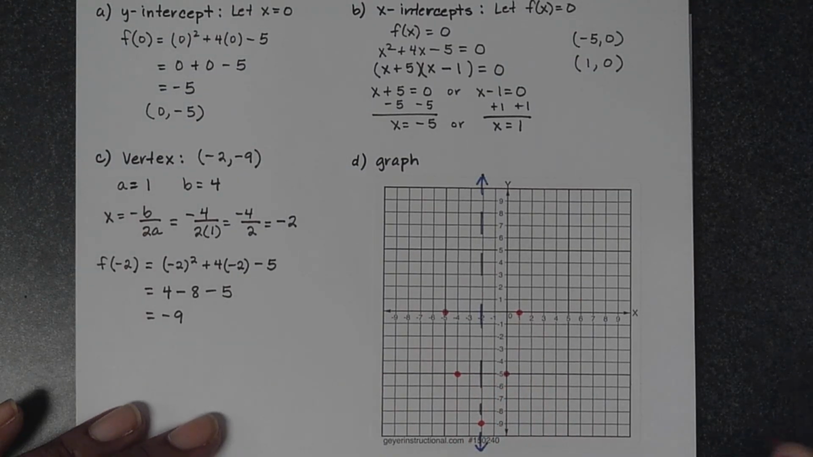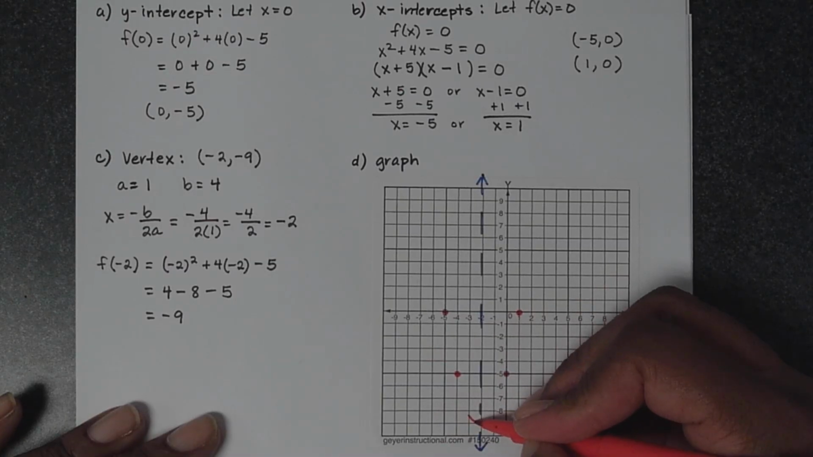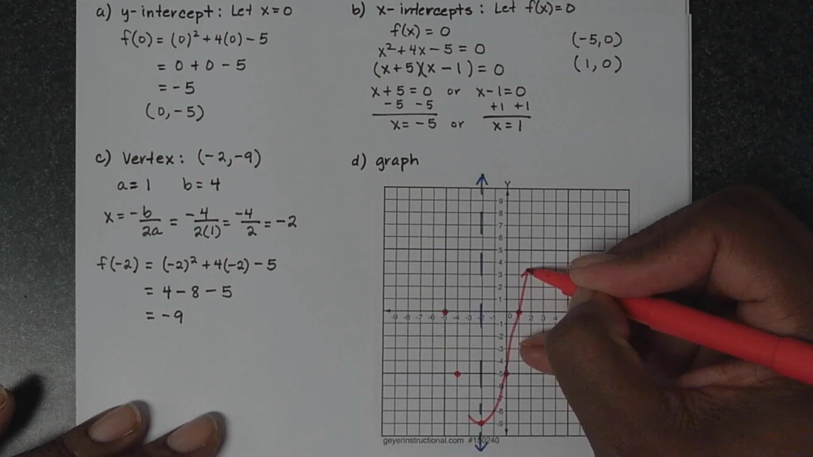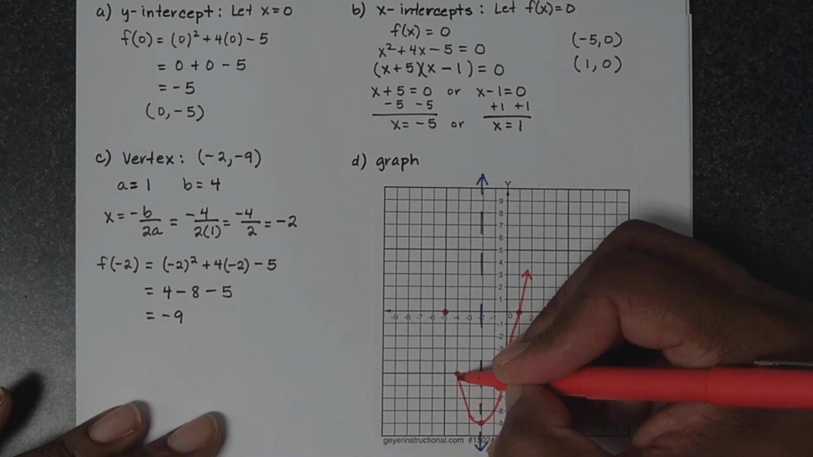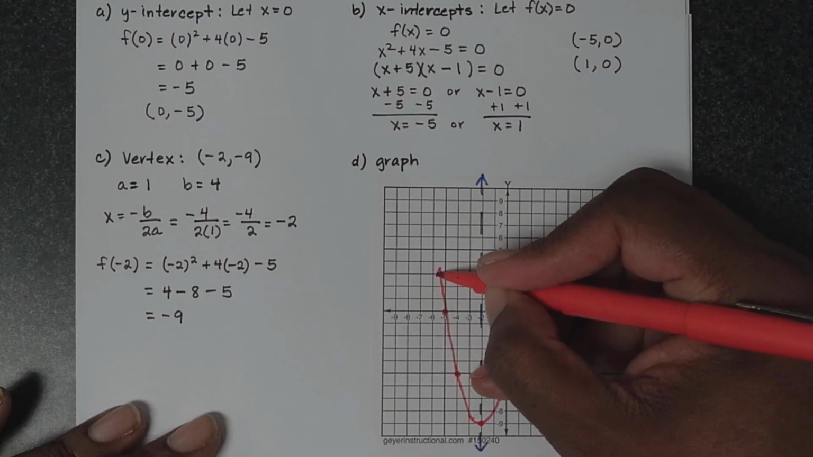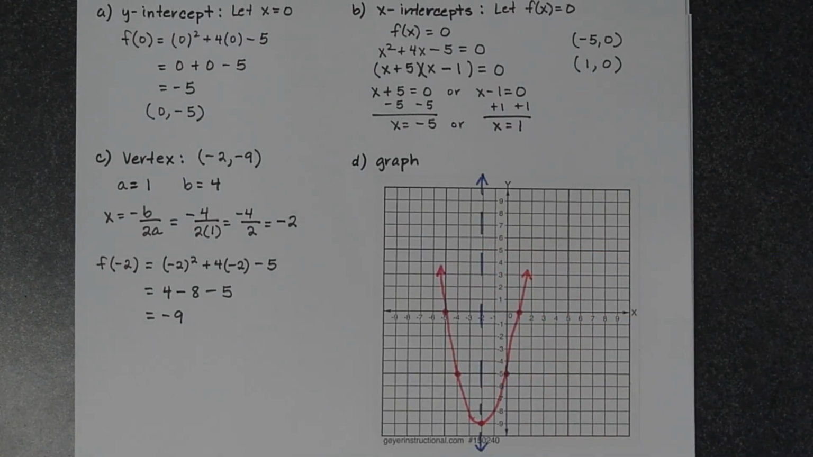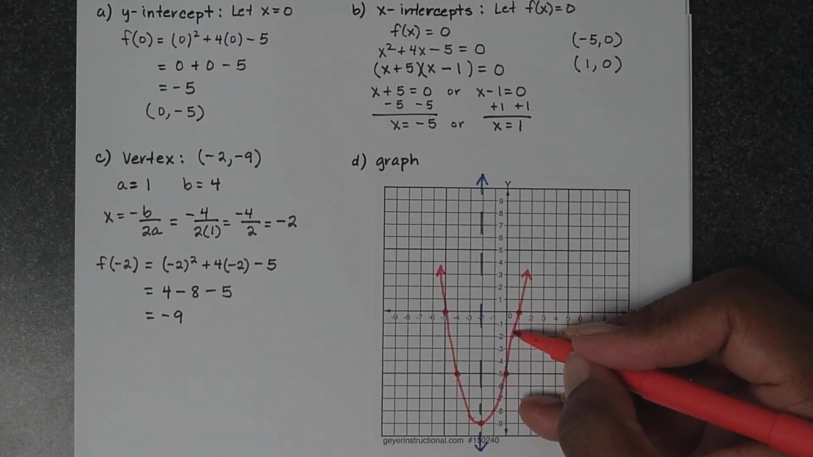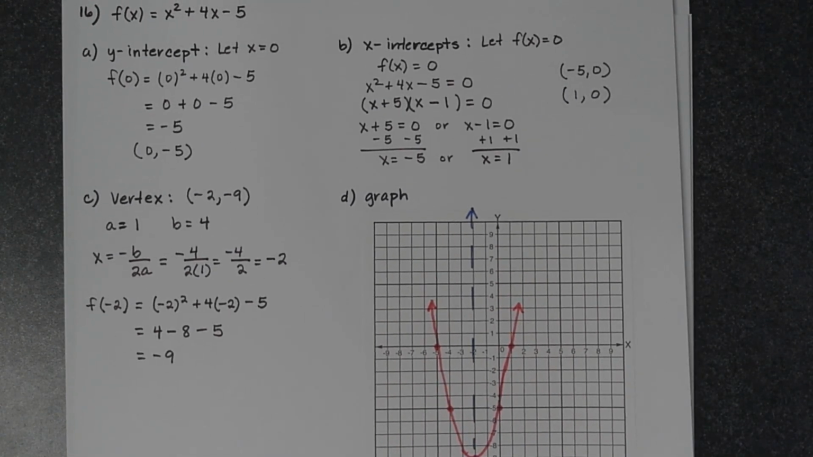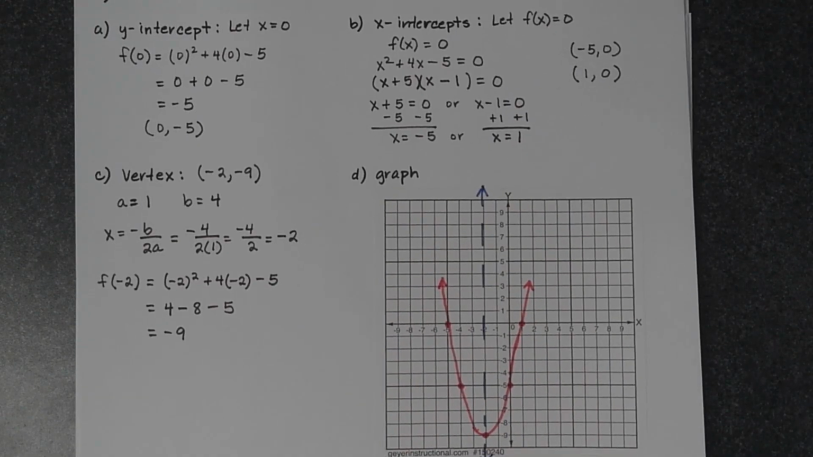So these are enough points that I need to draw the graph of this parabola. And forgive me if my parabola is a little bit off over here on this side, but you get the idea. That is the graph of the parabola f(x) = x squared plus 4x minus 5.